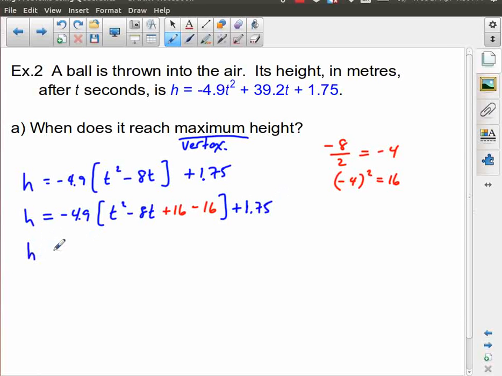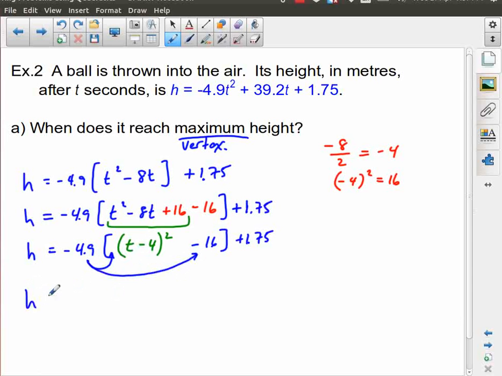h is equal to negative 4.9 square bracket. The reason for doing this whole process is to take those three terms, that's a perfect square trinomial, and write that as t minus 4 all squared. This minus 16 is still minus 16 inside the bracket, plus 1.75. Then we are going to multiply this 4.9 into the bracket. So we end up with negative 4.9 bracket t minus 4 all squared.